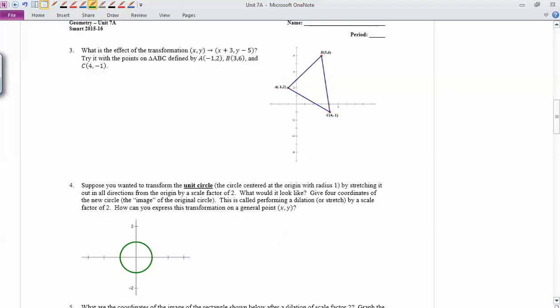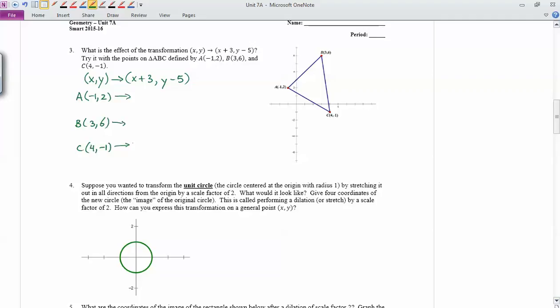So on the next page, we're doing a different kind of transformation. Okay, so this one, we're taking points x, y, and turning them into x plus 3, y minus 5. So let me write the rule right here. xy turns into x plus 3, y minus 5. And we've got these 3 points: A is negative 1, 2, B is 3, 6, C is 4, negative 1.